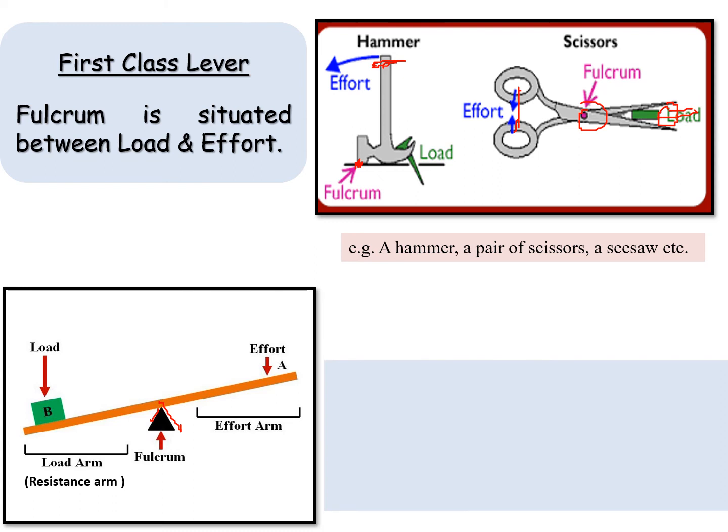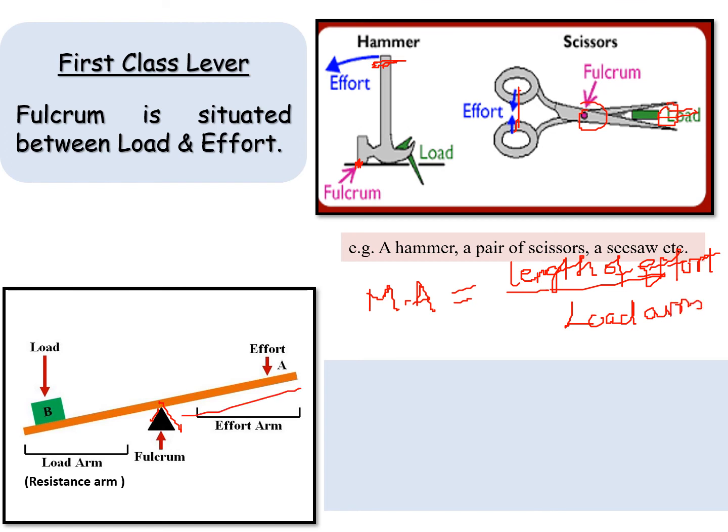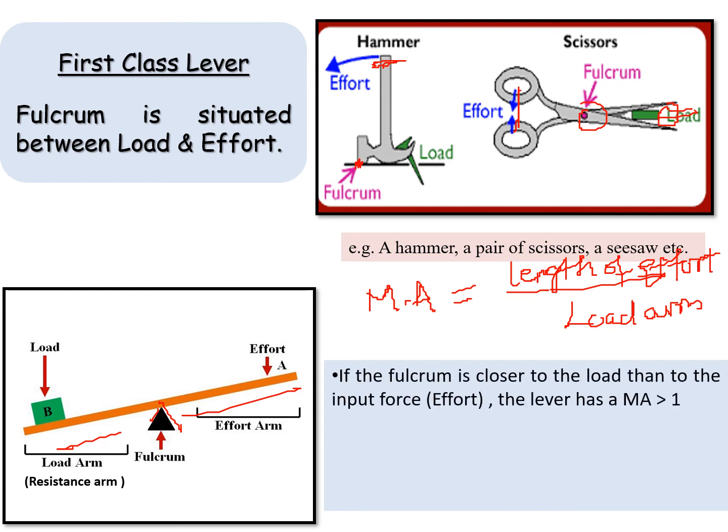Now the first class lever's mechanical advantage. Remember, the fulcrum is situated between load and effort. Mechanical advantage is the ratio of the length of the effort arm to the length of the load arm. Depending upon this distance, the mechanical advantage for a first class lever will vary. If the fulcrum is closer to the load, the length of the effort arm increases, so the mechanical advantage is greater.